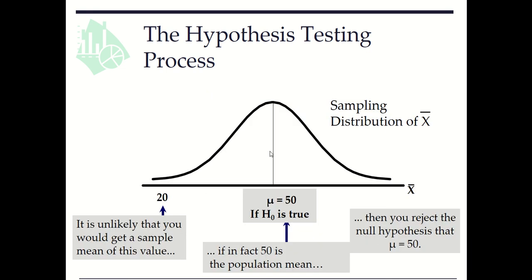So we can see here, if the true population mean is 50, then we randomly take a sample. Then from the central limit theorem, we know that if the sample size is greater than 30, then the sample mean follows a normal distribution with a mean of 50. That means it is very unlikely we obtain a sample mean here of 20. So we conclude that we reject the null hypothesis that mu equals 50.